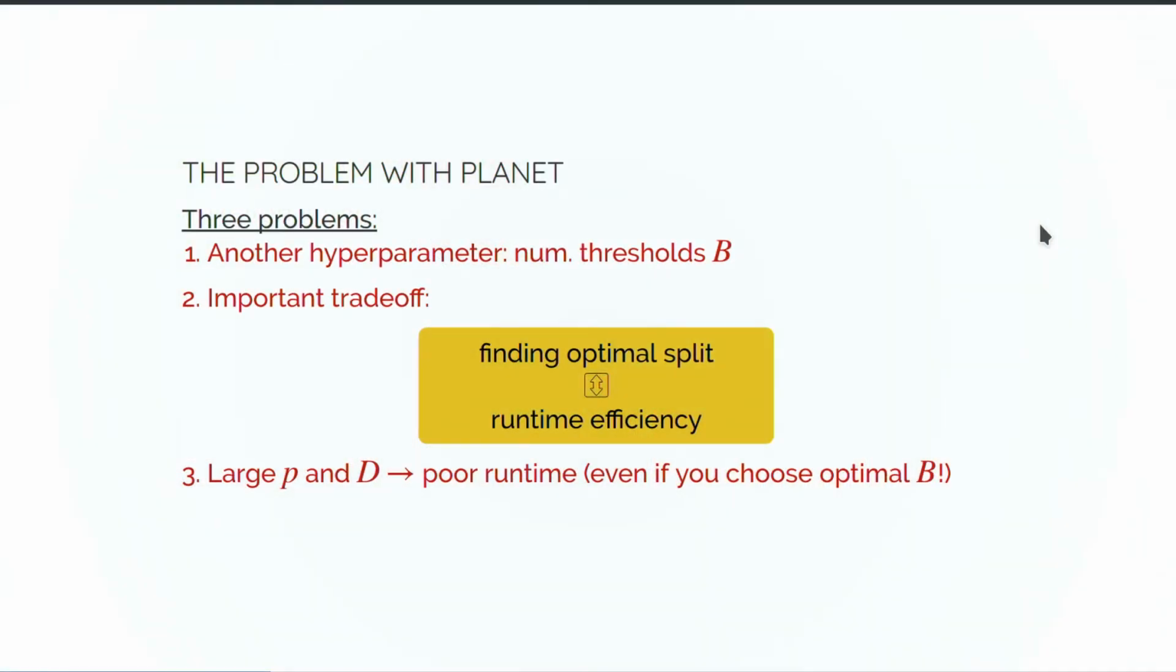There are some other problems with Planet, however. With this introduction of the b parameter, you have yet another knob you can fiddle with on your machine learning model. You have a trade-off between finding the optimal split and the communication cost and runtime efficiency of the algorithm. And finally, we'll see in the asymptotics that as the dimensionality p or the dataset size n gets large, or the depth of the tree d gets large, we're going to see really poor runtime even when the optimal number of bins b is chosen.